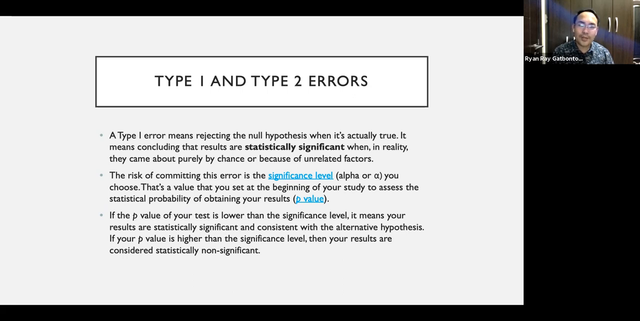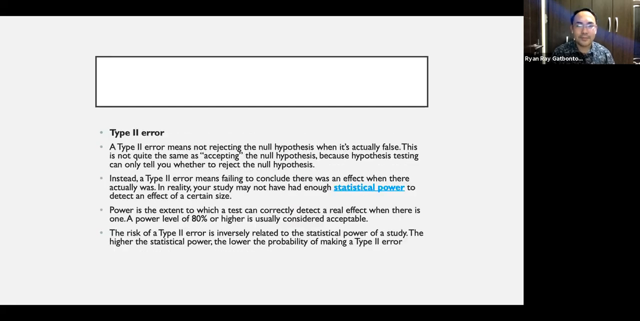As I mentioned earlier, if your p-value tests lower than the significance level, it means your results are significant, and consistent with your research or alternative hypothesis. And if your p-value is higher than the significance level, then your results are considered statistically non-significant.